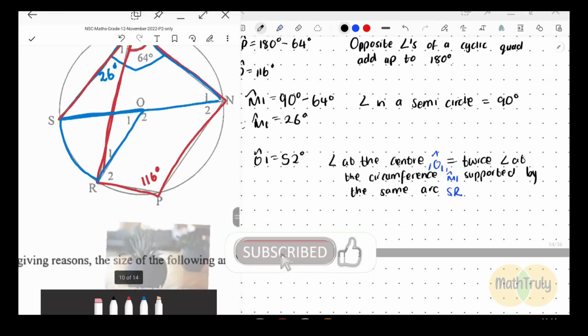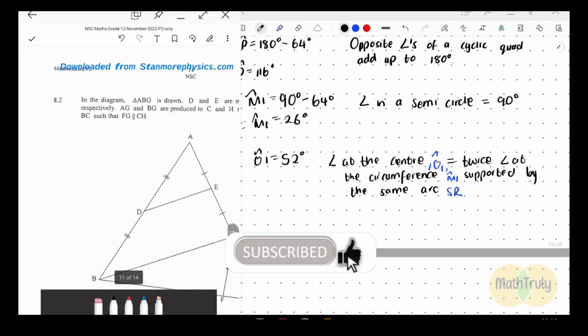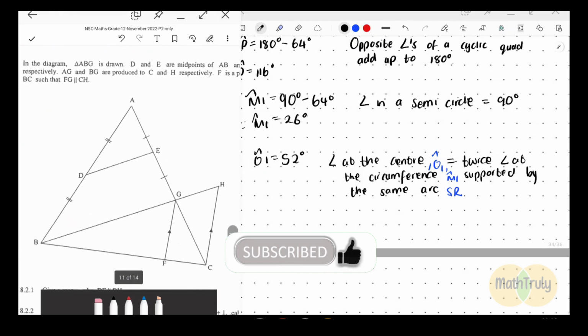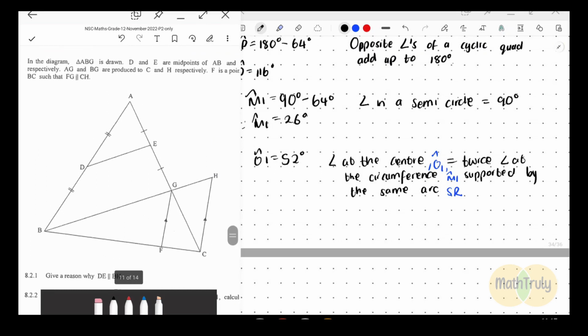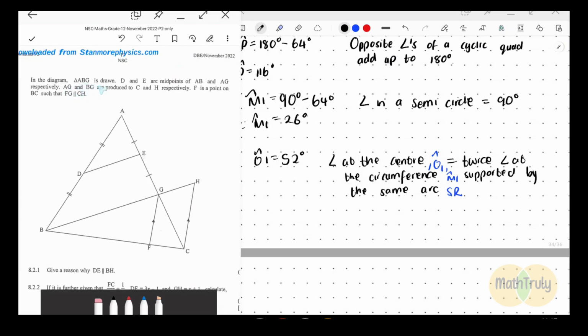Okay, next question. So now we are on 8.2. In 8.2, this is what we have been given. They tell us that in the diagram, ABG is drawn. So this is ABG. D and E are midpoints of AB and AG. So D and E are midpoints. And then we have that AG and BG are produced to C and H respectively.